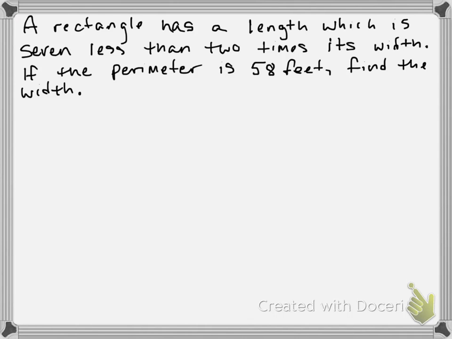Next one, a rectangle problem. A rectangle has a length which is 7 less than 2 times its width. If the perimeter is 58 feet, find the width.